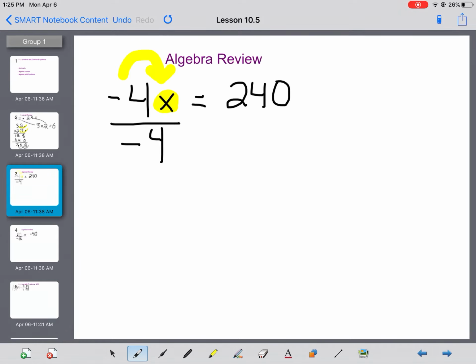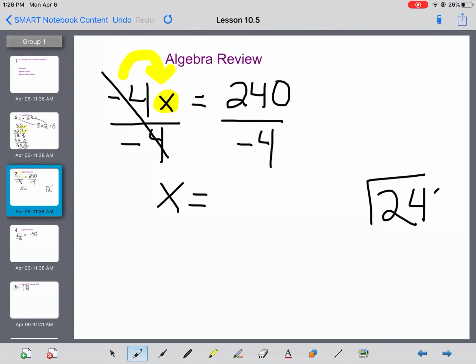Remember the rule, in order to keep an equation equal, you have to be fair. So what you do to one side, you must do to the other. Again, don't forget that negative. It will really change your answer if you don't have the negative. Negative 4 divided by negative 4 cancels out. So I end up with x all by itself, which of course is the goal. I want to know what x is. x equals 240 divided by negative 4.